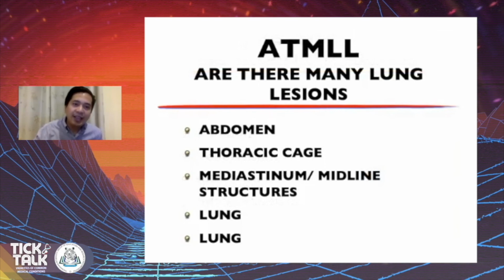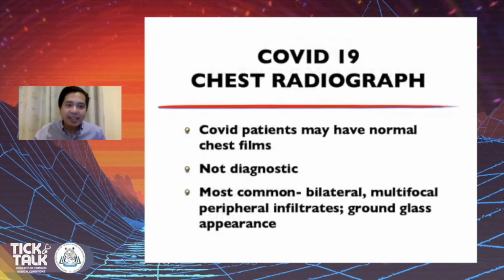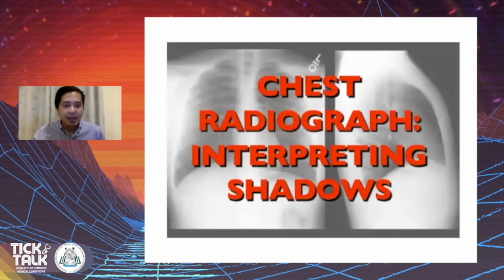Another review, ATMLL, please take note of this. Are there any lung lesions? Okay, which comprise the abdominal part of the X-ray, the thoracic cage, the mediastinum and the midline structures, and the lung lesions. COVID-19 chest radiograph. COVID patients may have normal chest films. It's not diagnostic, but it will aid us in diagnosing patients with COVID-19. And the most common finding will be bilateral, multifocal peripheral infiltrates, and ground glass appearance. And that's about it. Thank you so much.